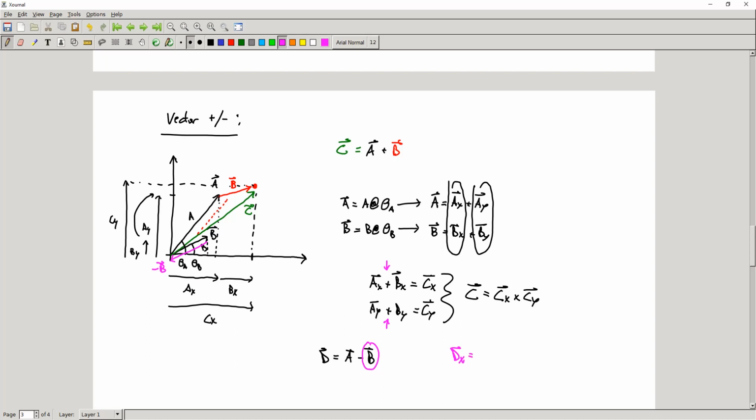dx, which is going to be equal to ax minus bx, and your dy, which is going to be equal to ay minus by, sorry. Okay, and that's sort of just a quick look at how to add these up.